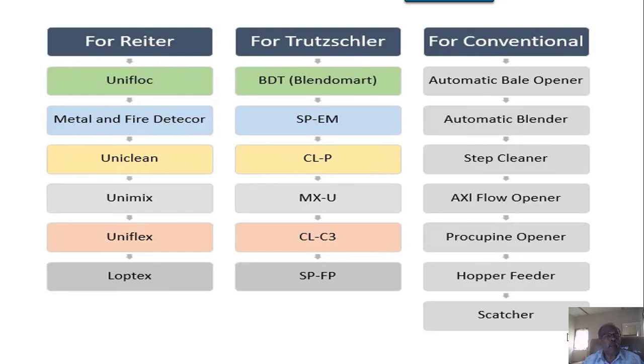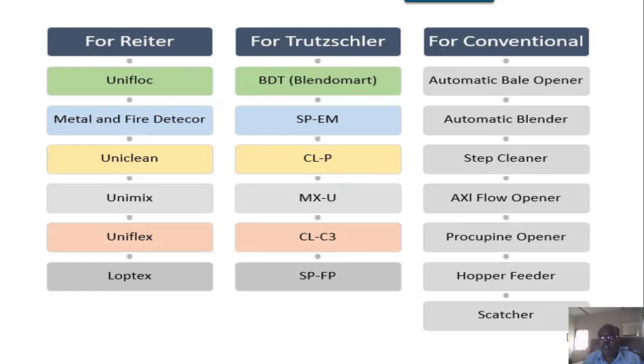Now we can see various sequences of these various manufacturers. Conventional line on the right side of the screen, you can see automatic bale opener, automatic blender, step cleaner, axiflow cleaner, porcupine opener, hopper feeder, and scutcher. That was the conventional line.